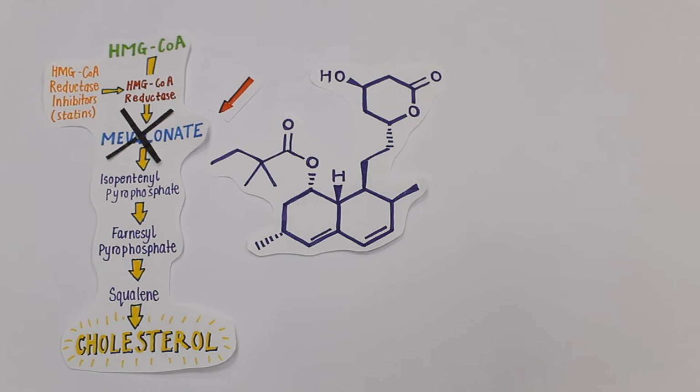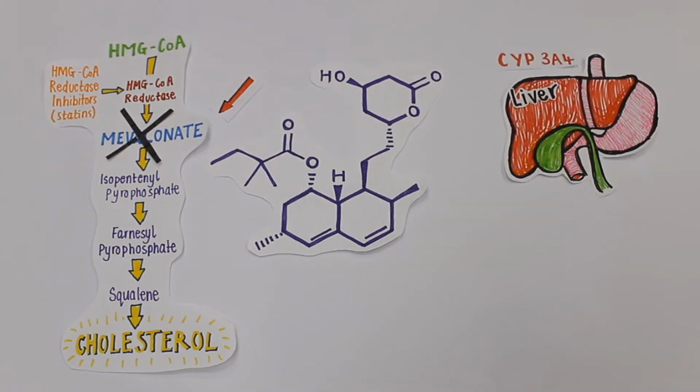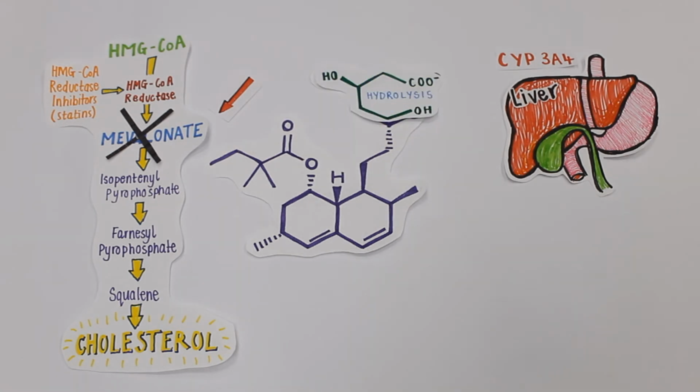Simvastatin is partially metabolized by the liver during first pass by a cytochrome P450 enzyme, called CYP3A4, to a beta-hydroxy acid. This active metabolite now competitively binds to the active site of HMG-CoA reductase and reversibly inhibits it by blocking the binding of HMG-CoA. This halts the cholesterol biosynthesis pathway.